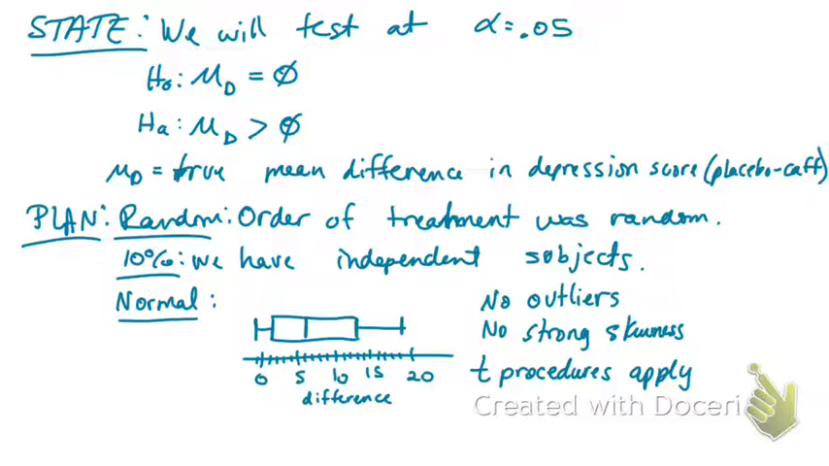All right, so the big differences here in the state step are that we're using the mean difference, mu sub d. We're making sure that we say what order we're doing the subtraction in. Random with an experiment: as long as you randomize something in the experiment, you're good. 10%: make sure you're talking about independent observations. And then we're only checking the normal condition for the differences. We don't have to look at the other data.